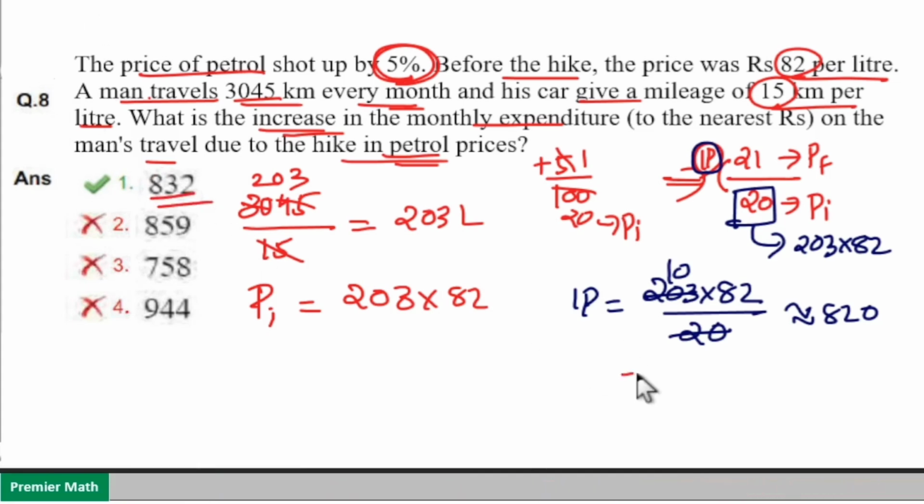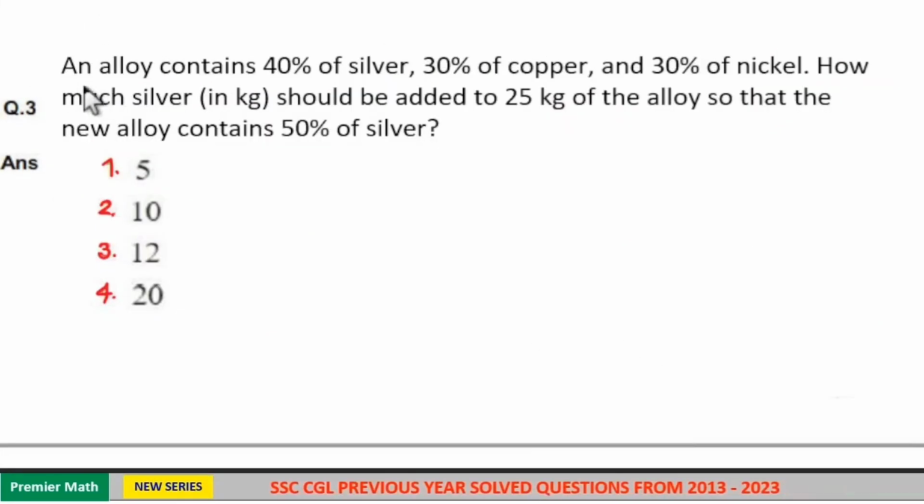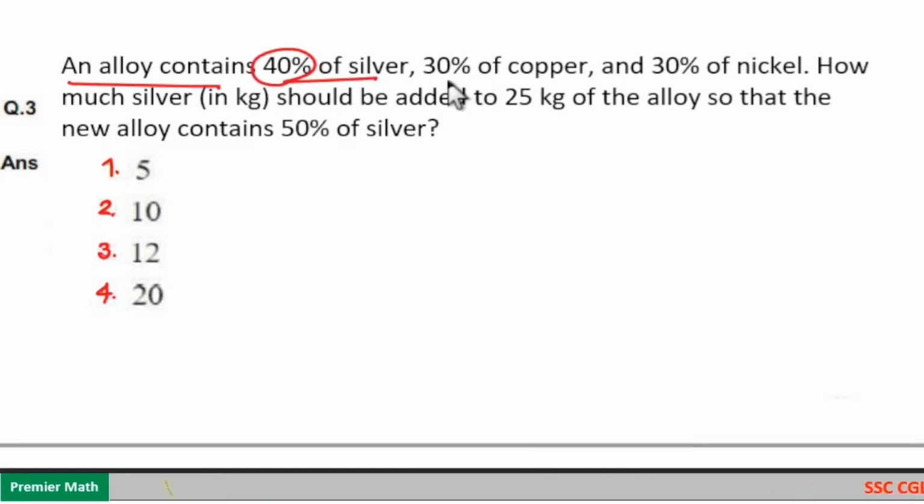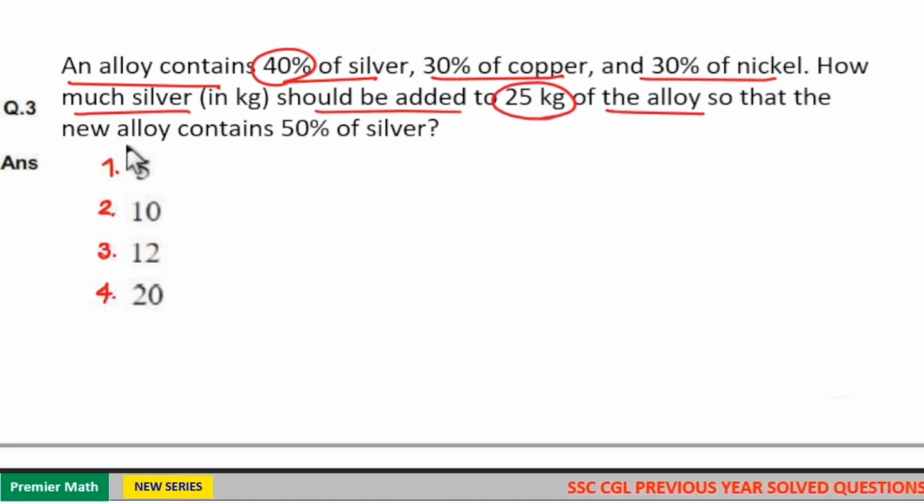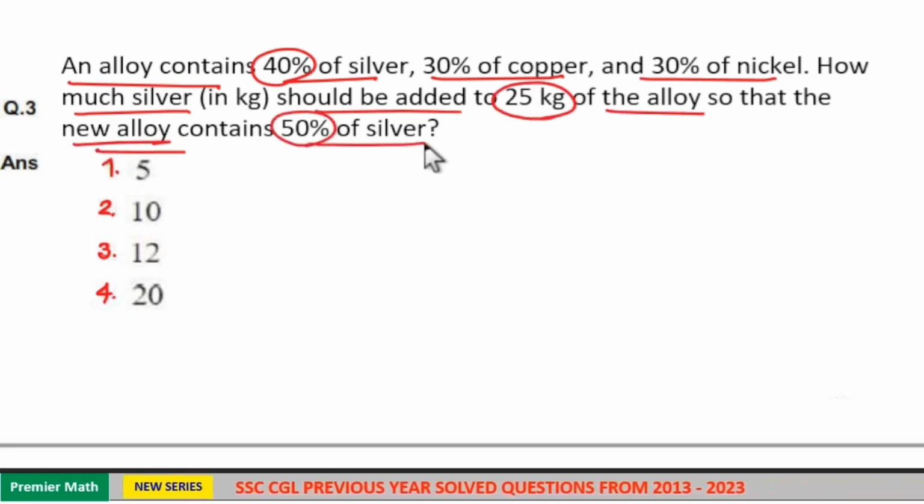Actually, this is 832. An alloy contains 40% silver, 30% copper, 30% nickel. How much silver should be added to 25 kg of the alloy so that the new alloy contains 50% silver?